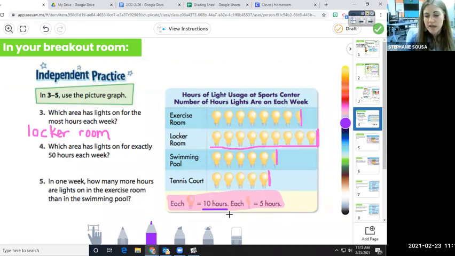So which one of these has 5 full light bulbs? Well, let's see. Exercise room has more than 5. Locker room has more than 5. Swimming pool has 1, 2, 3, 4, 5.5. Nope. Tennis courts, 5. 10, 20, 30, 40, 50. Boom! Tennis courts it is, because there are 5 light bulbs here. So which area has lights on for exactly 50 hours each week? That is the tennis courts.